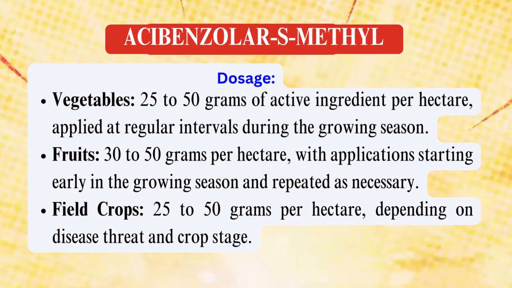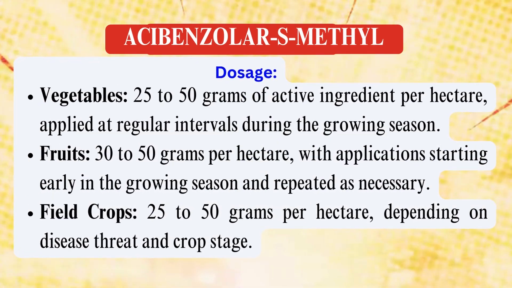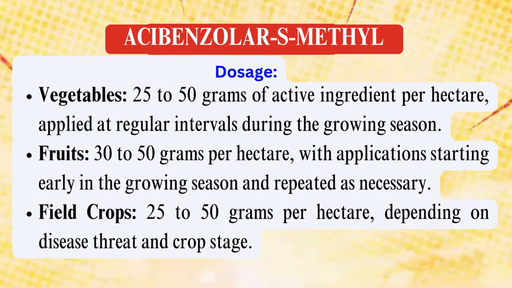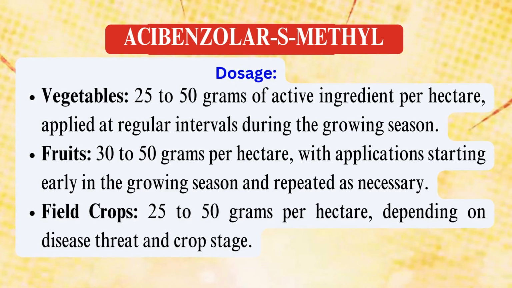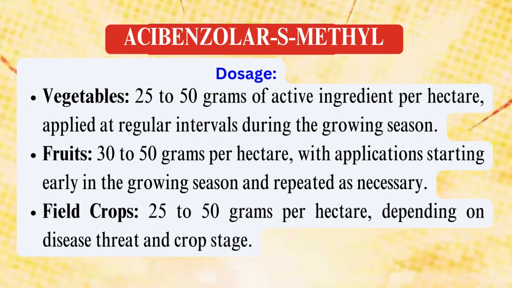Vegetables: 25 to 50 grams of active ingredient per hectare, applied at regular intervals during the growing season. Fruits: 30 to 50 grams per hectare, with application starting early in the growing season and repeated as necessary. Field crops: 25 to 50 grams per hectare, depending on disease threat and crop stage.